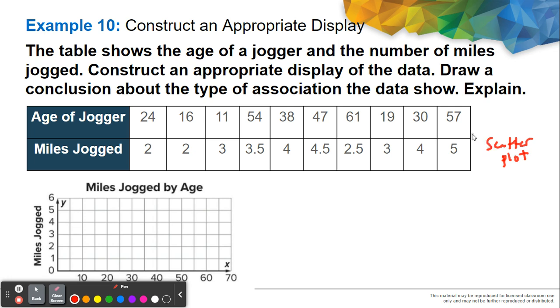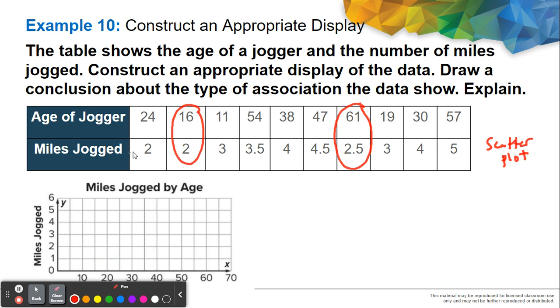If you observe here, 16 years old, 2 miles. If I am 61, I jog further, it's 2.5. So it doesn't mean that the younger you are, the more distance you can cover. It's so random. For our scatter plot, we represent the age of our joggers as x, and the miles jogged will be the y.